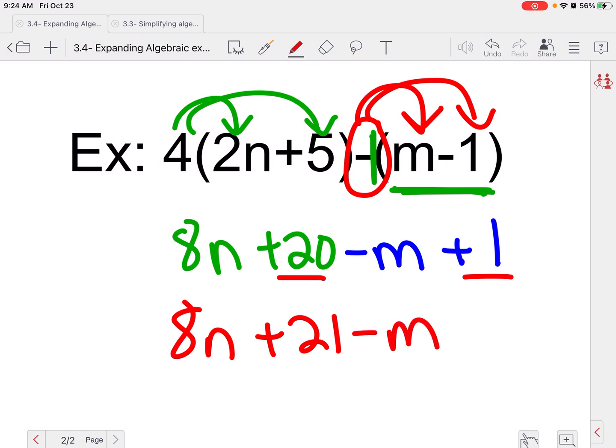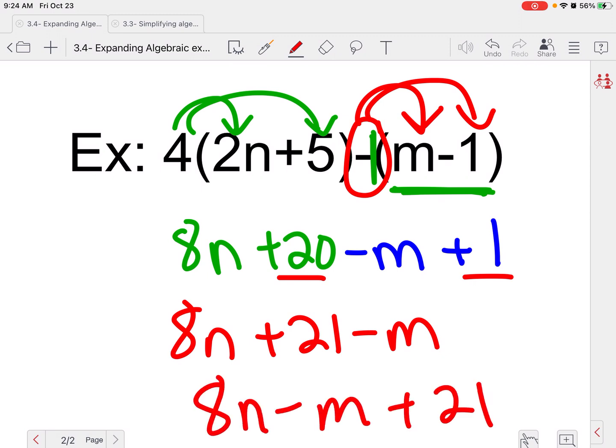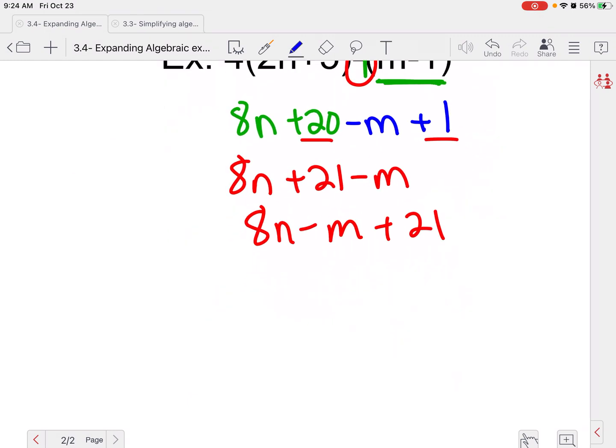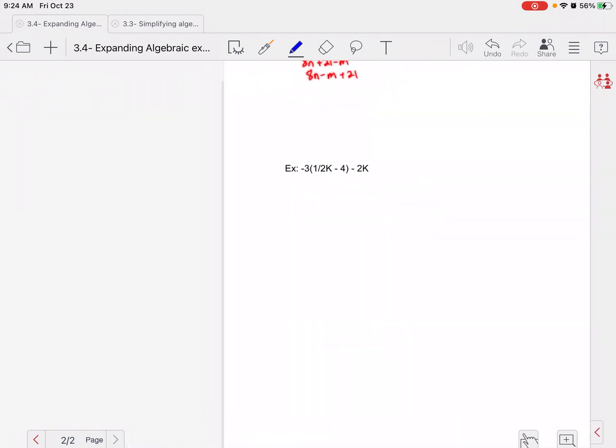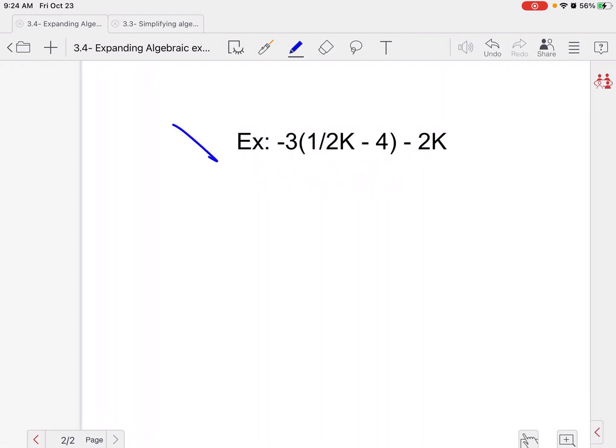Okay. You could also write this as 8n minus m plus 21, because sometimes we like all the variables to be in front and then the constants at the end. Okay. All right, let's try another one. We do have another one. Ooh, one with fractions, your favorite. So why don't you go ahead and try this one and see how you do.